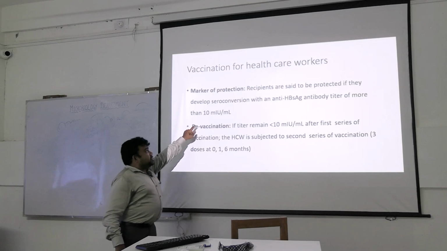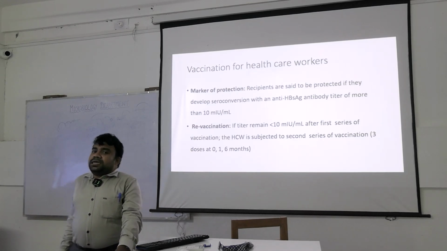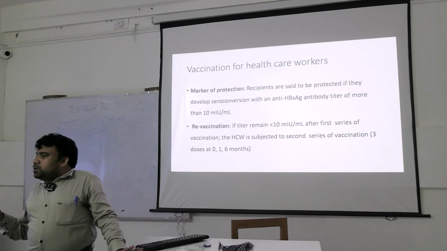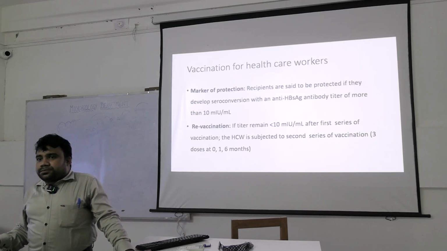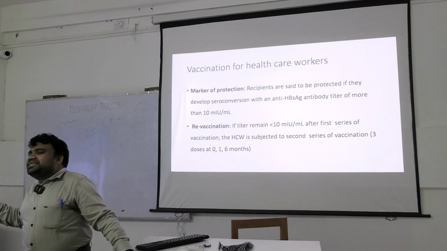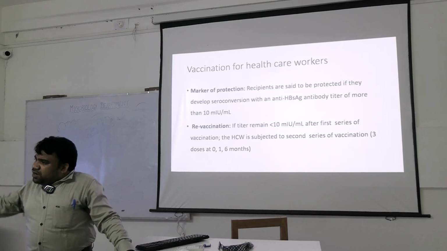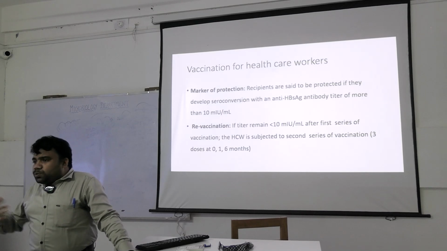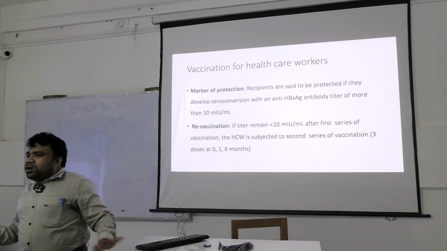If the antibody present is more than 10 milliunits per ml, we can say that he is protected to a sufficient degree. Okay. We don't need to vaccinate the person. Even if he gets exposed, what will happen? His body will produce even more antibody, right? This is normally what happens.